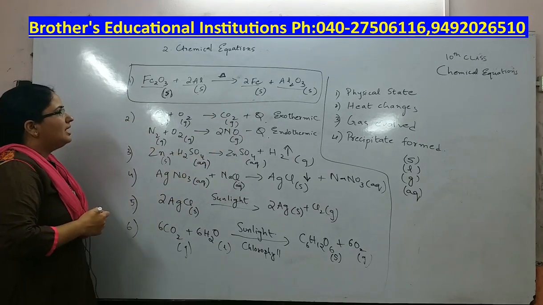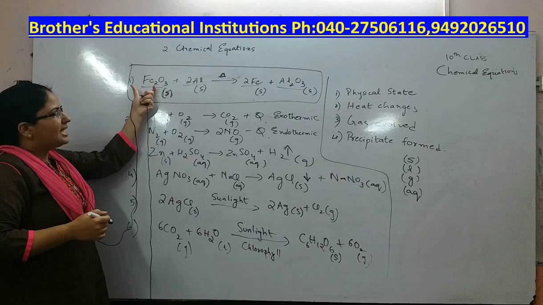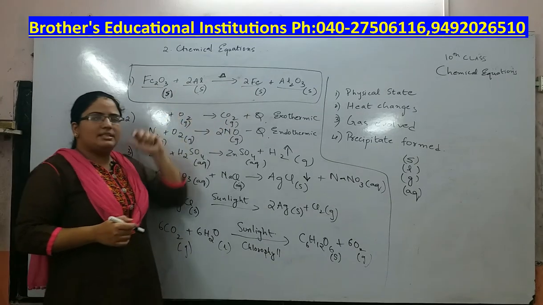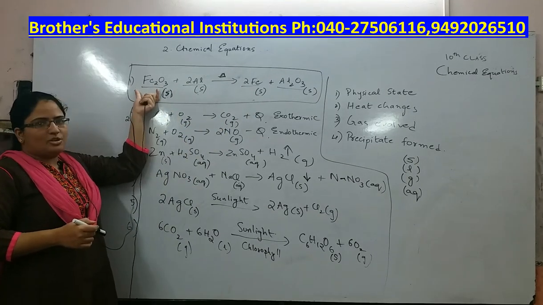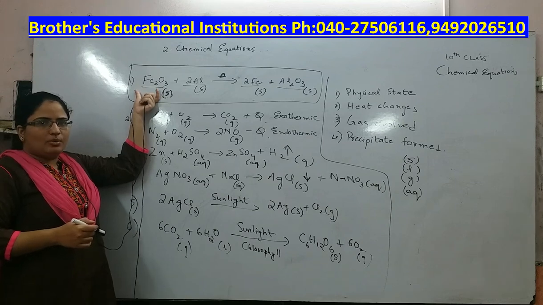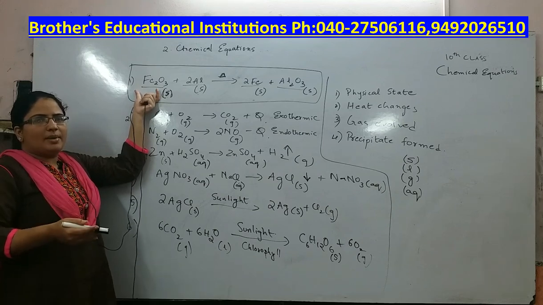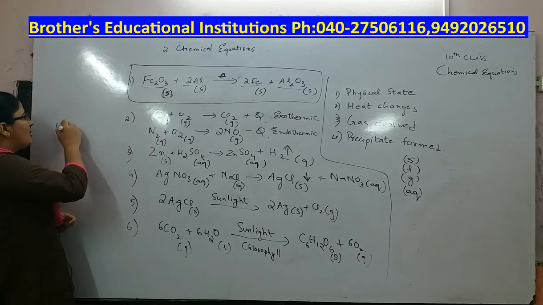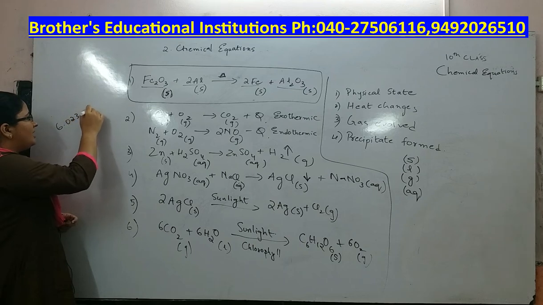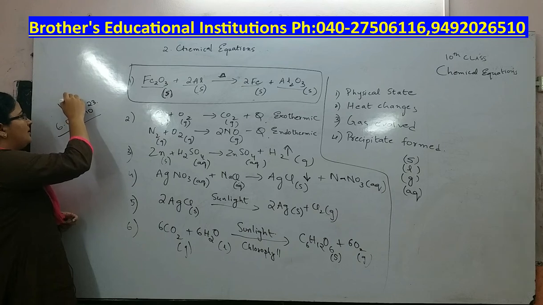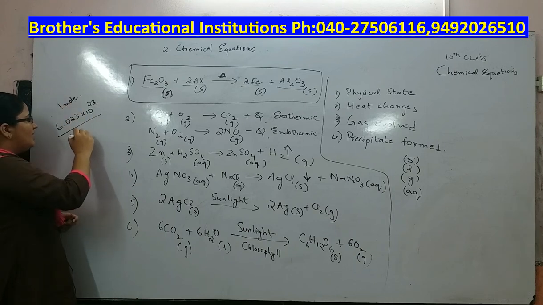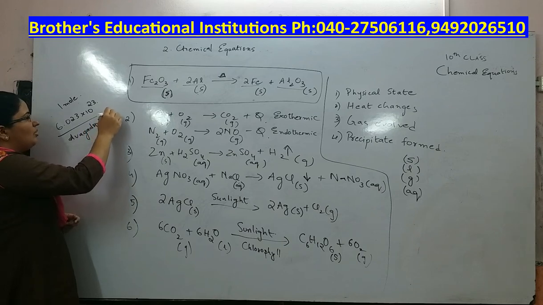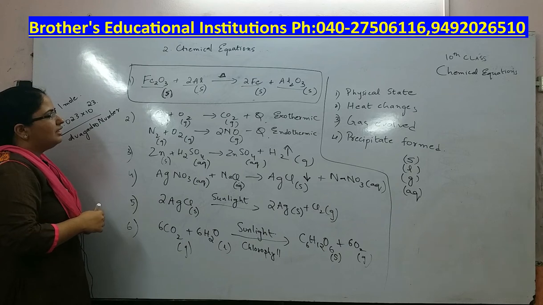Next, you will know the number of atoms on the reactant side and product side. Next you can even find the mass and express it in U. You can also find the molar mass. Molar means 1 mole, that is 6.023 into 10 to the power of 23. This is 1 mole, and this is called the Avogadro number.